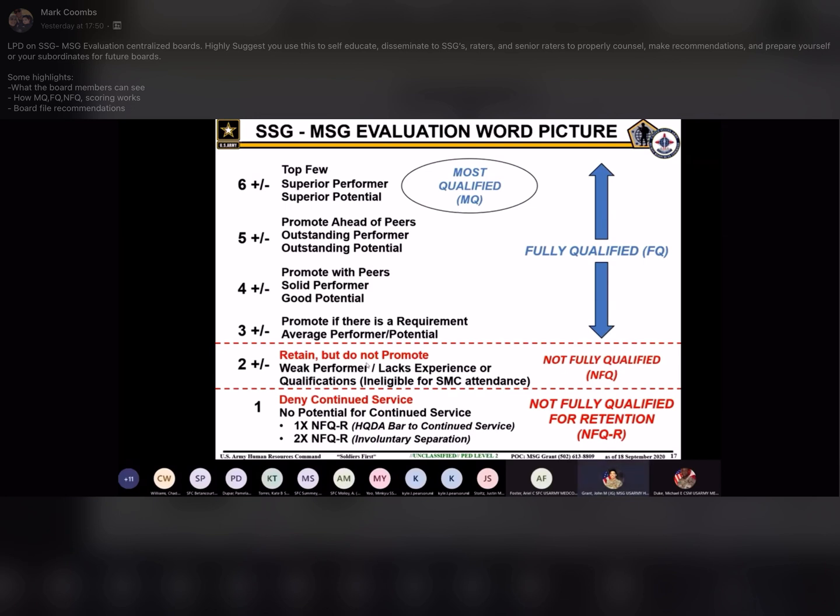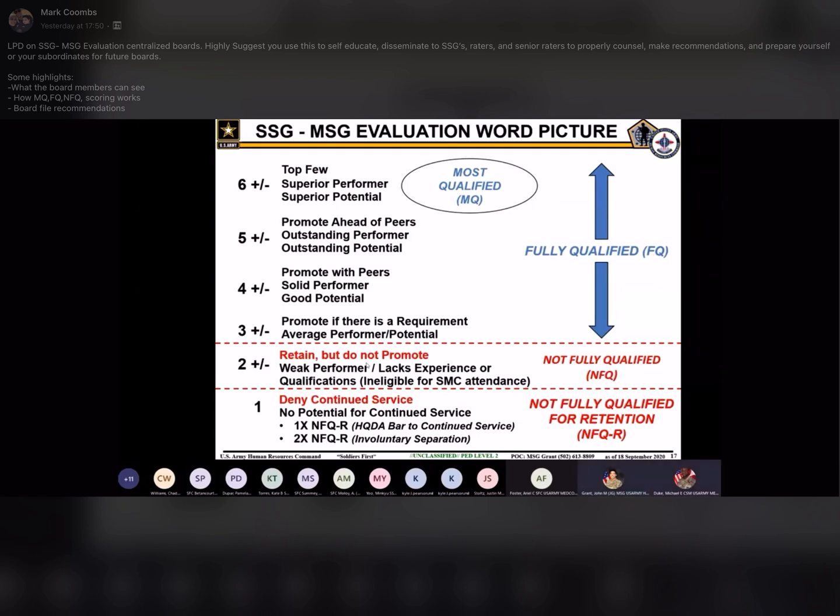So the key takeaway from this slide is, not everyone is going to be a 6. Some files will look like a 5, some will look like a 4, some will look like a 3. But I will tell you, if a board member is voting you a 3 or higher, they are basically saying this candidate should be fully qualified for promotion, fully qualified to stay in the Army. Okay. You had a question, CSM?